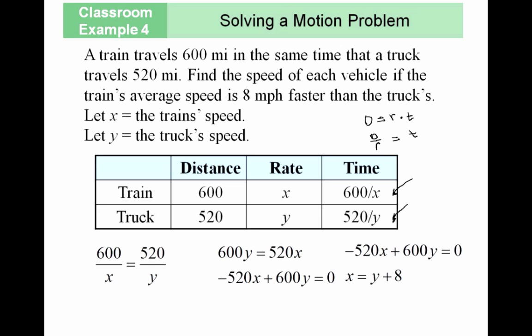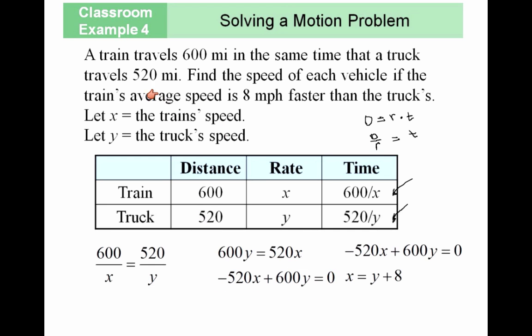So in this case, we would have 600 over x is equal to 520 over y. If I cross multiply, this is a proportion, 600y is equal to 520x. This would be my first equation here. I can write this in standard form by subtracting 520x from both sides of the equation. So I get minus 520x plus 600y is equal to 0. So this is my first equation.